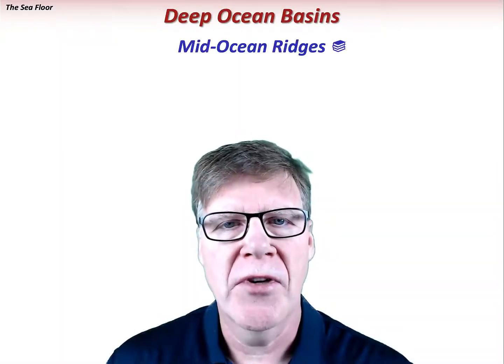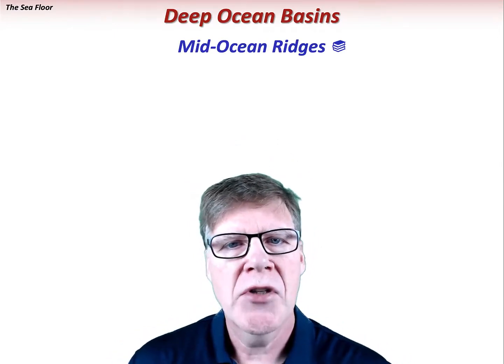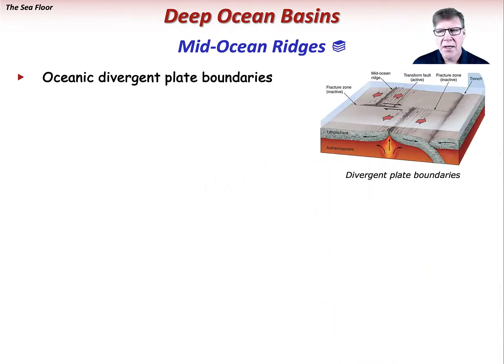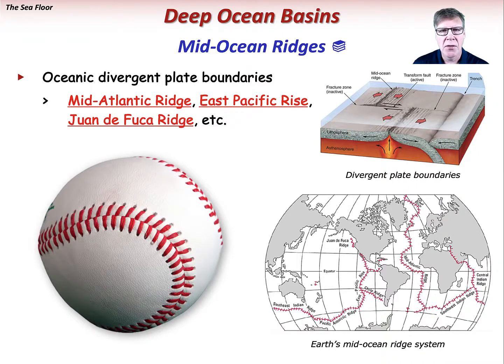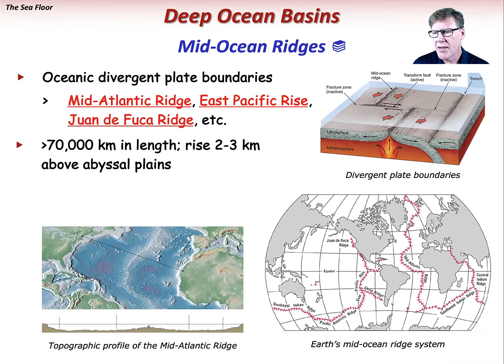Let's start with mid-ocean ridges, which occur at oceanic divergent plate boundaries and include the Mid-Atlantic Ridge, the East Pacific Rise, the Indian Ocean ridges, the Juan de Fuca Ridge, etc. The mid-ocean ridge system spans the Earth like seams on a baseball, with its cumulative length exceeding 70,000 kilometers. Although these features rise several kilometers on average above the surrounding abyssal plains on the seafloor, they have a very low aspect ratio, which means they are very wide compared to their height.